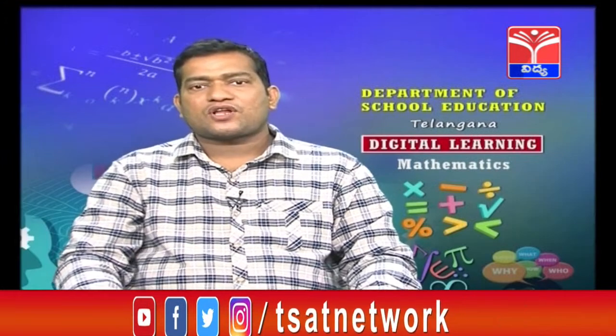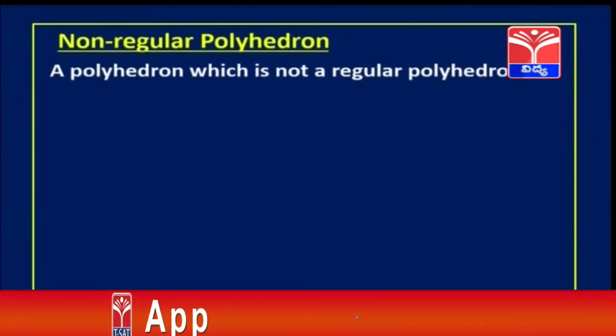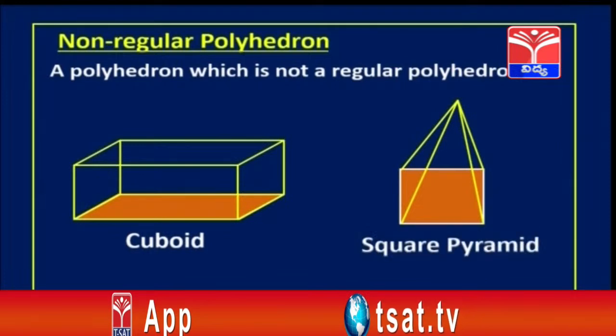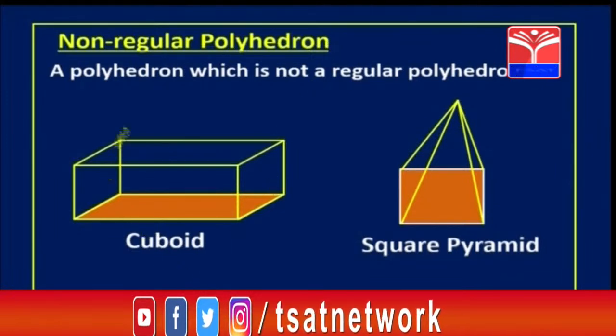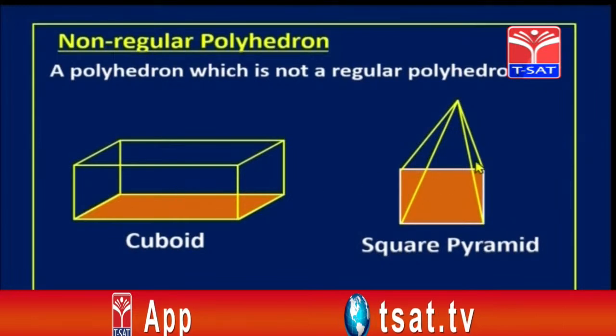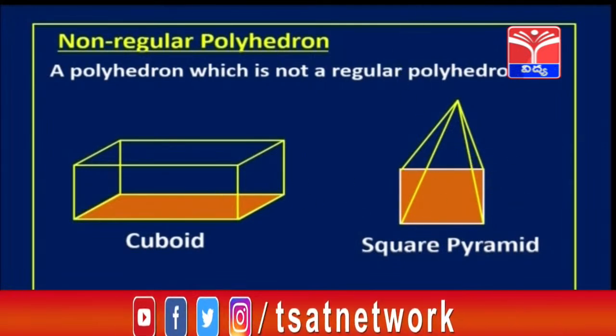Children, now let us understand what a non-regular polyhedron is. A polyhedron which is not a regular polyhedron is called a non-regular polyhedron. Children, what am I taking here? Yes, I am taking a cuboid and a square pyramid. See children, these are not regular polyhedrons. Why? Because a cuboid has 6 faces, but all 6 faces are not congruent, meaning they are not equal in area. If you take a square pyramid, you will have 5 faces, and all 5 faces are not congruent. So we should not call them regular polyhedrons. What do we have to call them, children? Yes, these are non-regular polyhedrons.